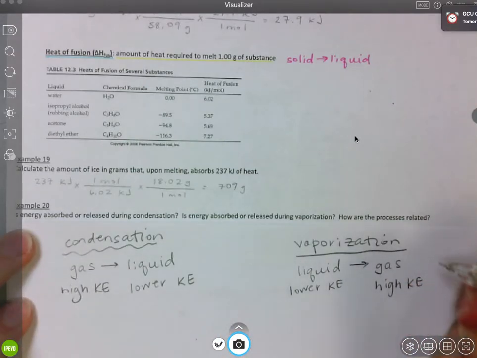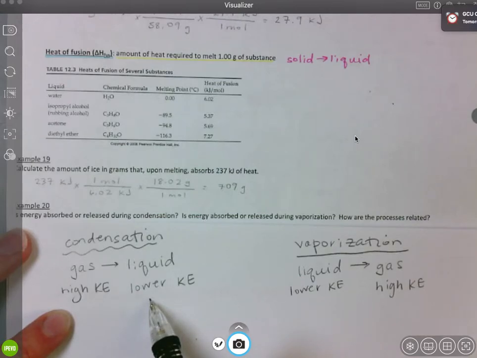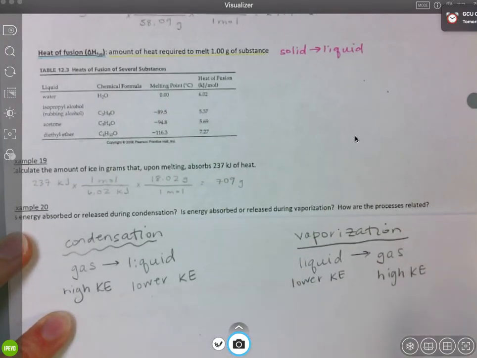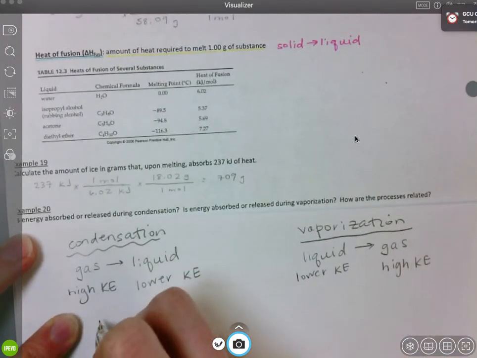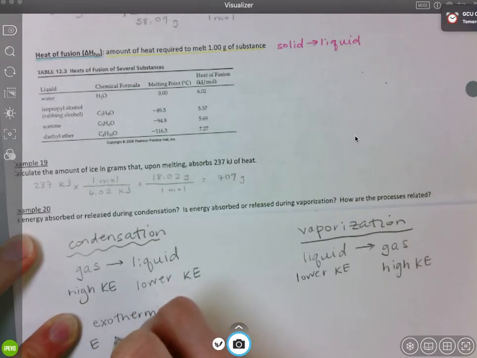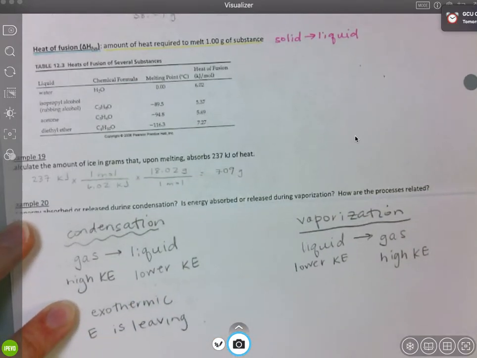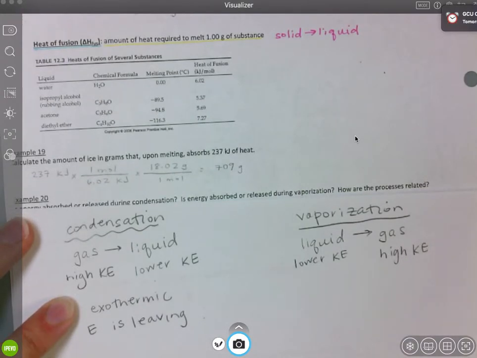So let's think about it this way. If we're condensing, going from a gas to a liquid, we're going from high kinetic energy to lower kinetic energy. Isn't energy technically leaving our system? So we're going from higher energy to lower energy. So this is exothermic. Energy is leaving our system. Exo, exiting, thermic, dealing with energy.